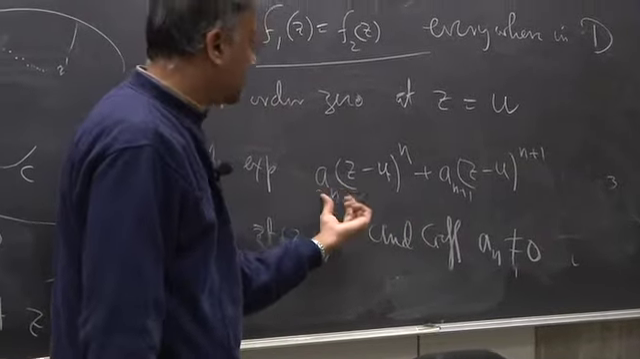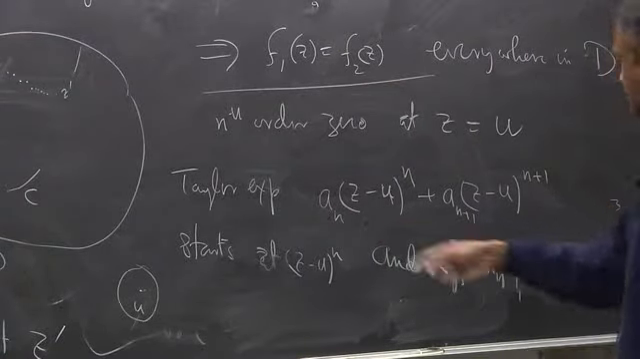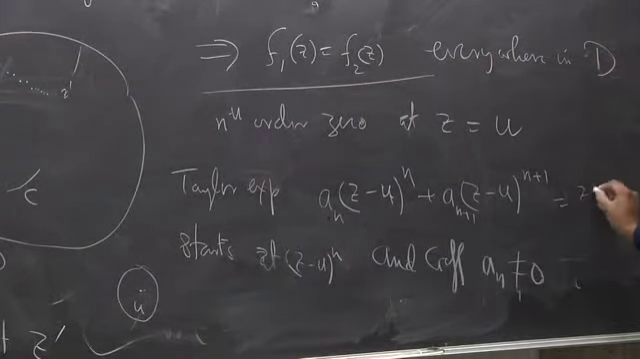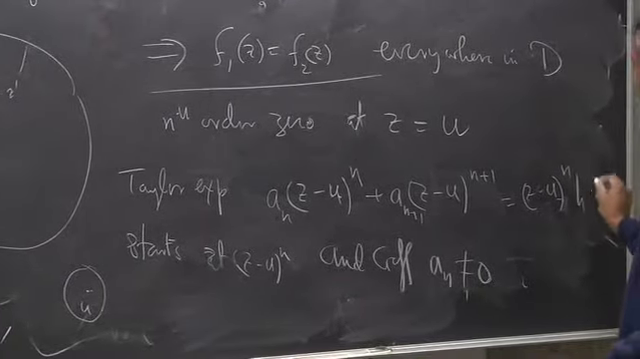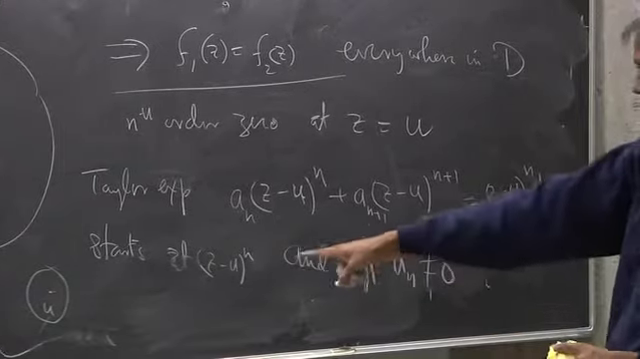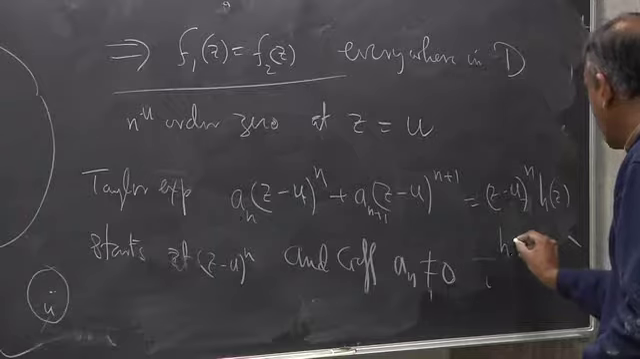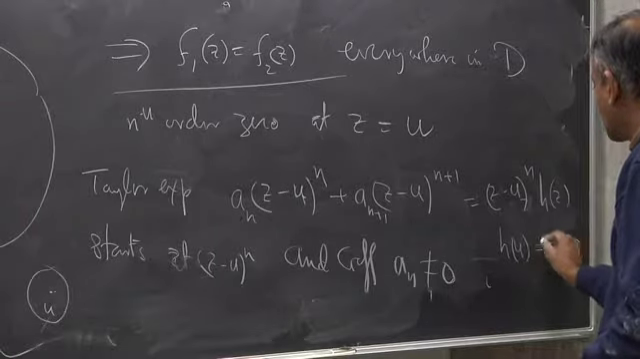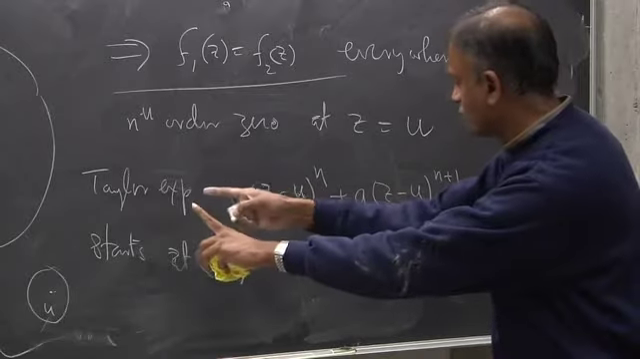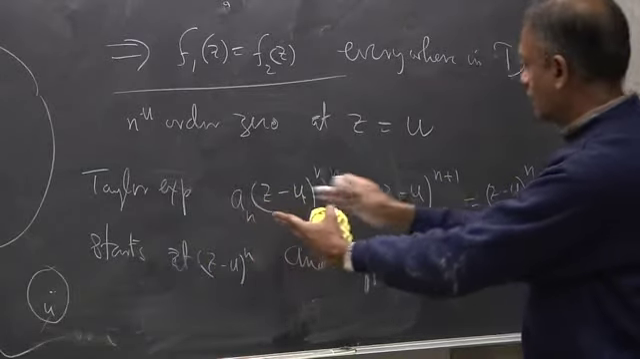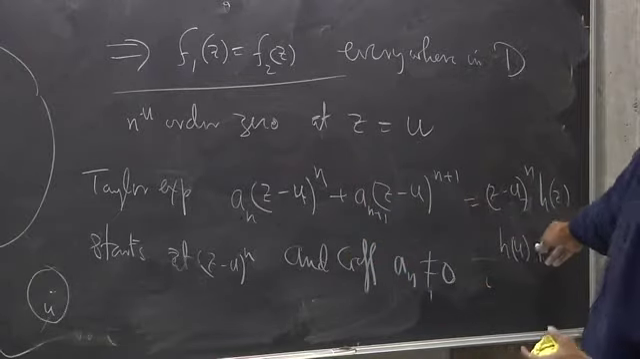More generally, let me write it like this. The function can be written as (z minus u) to the n times another analytic function h of z, and the statement that a_n is not 0 is a statement that h evaluated at u is not equal to 0. Because I can take out (z minus u) to the n as a common factor, and whatever is remaining, that infinite sum, I just call it h of z.